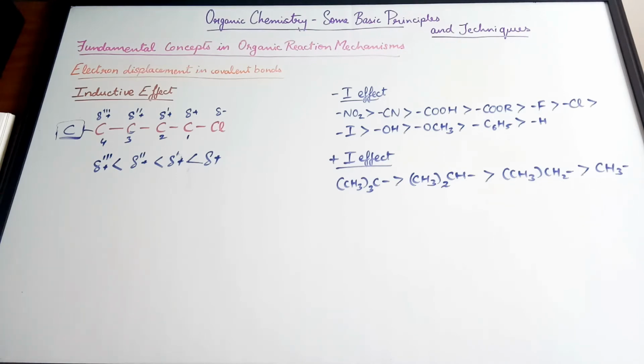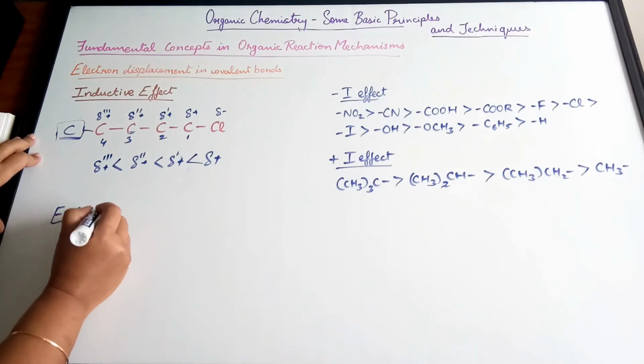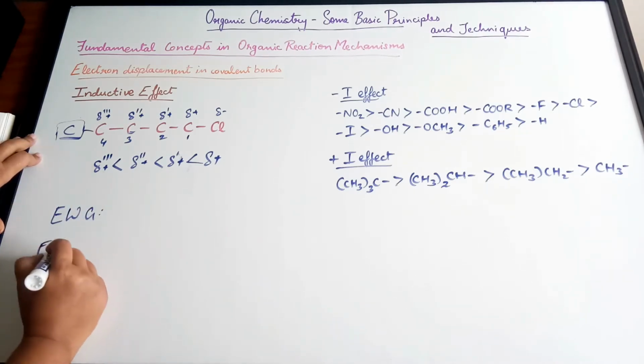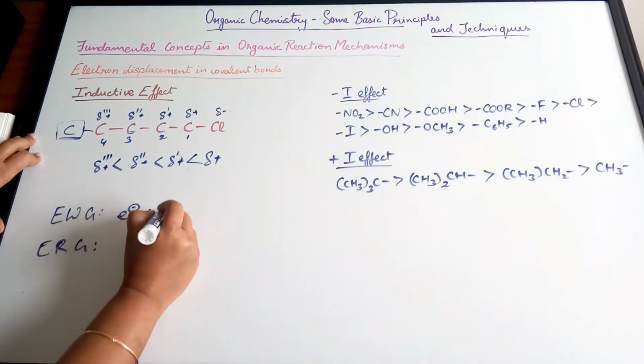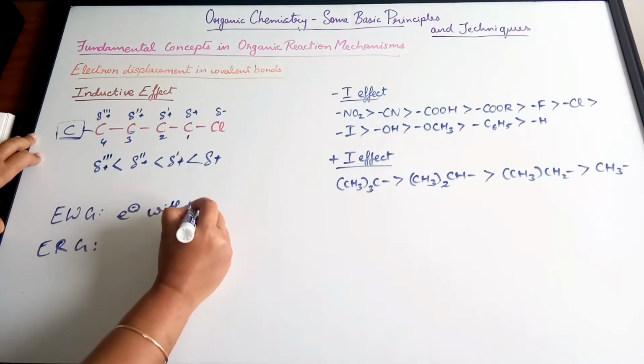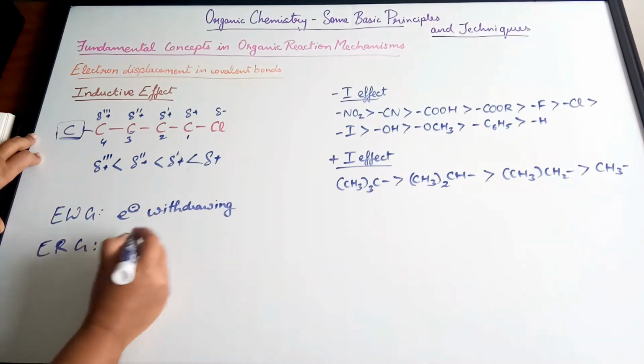Now there are two different types of groups which are present. Okay, they are basically electron withdrawing groups and electron releasing groups. So electron withdrawing, whereas these are electron releasing.